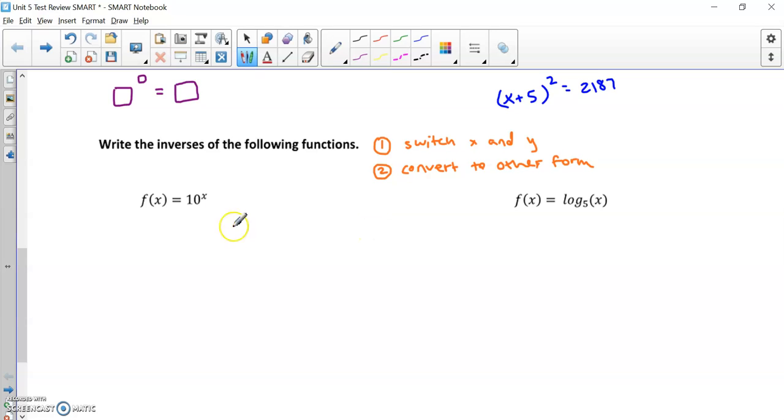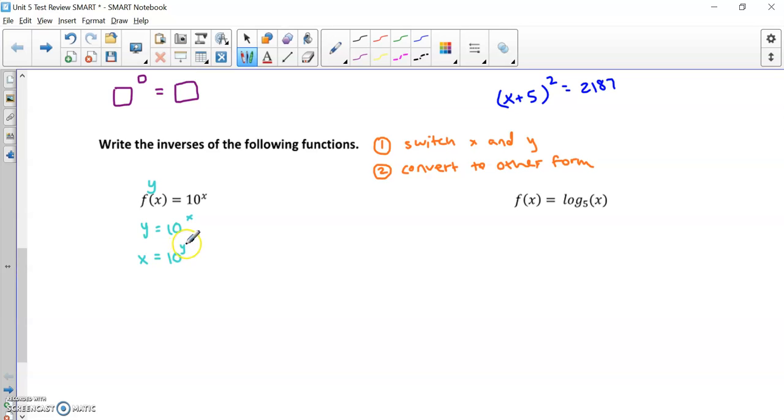All right, so for this one, we have f of x equals 10 to the x. Remember that f of x you can just consider to be your y. So we have y equals 10 to the x. Step 1, switch x and y, so then we would have x equals 10 to the y.